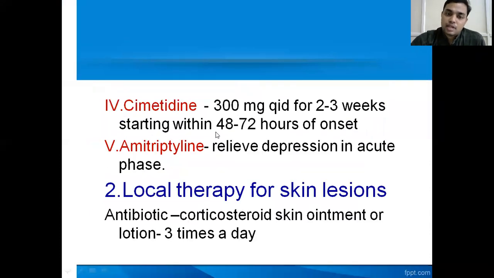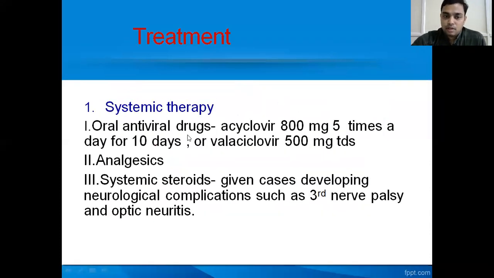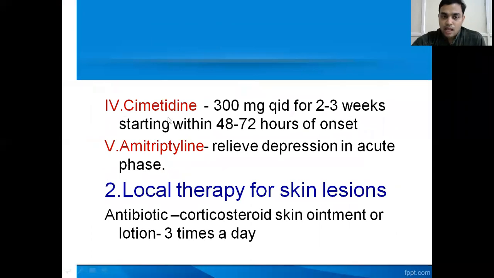So basically, we start with the systemic antivirals. The common drugs used are acyclovir and valacyclovir, and analgesics are given to reduce the pain. If the third nerve is involved and if there is optic neuritis, we use systemic steroids. Antihistaminics can be given. To relieve the depression, we give amitriptyline. And for local therapy, we give antibiotic and corticosteroid skin ointment.